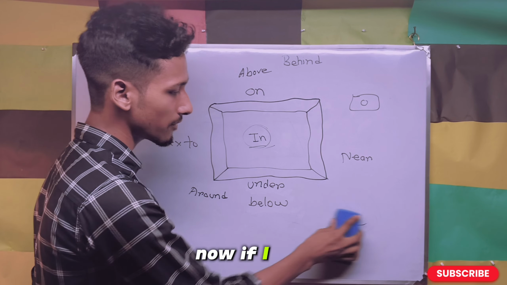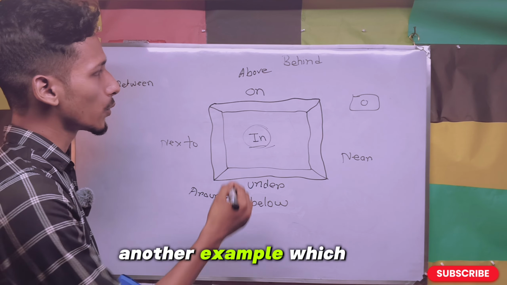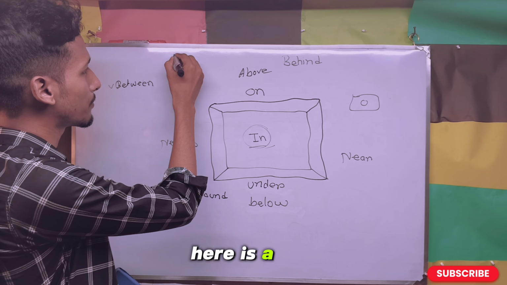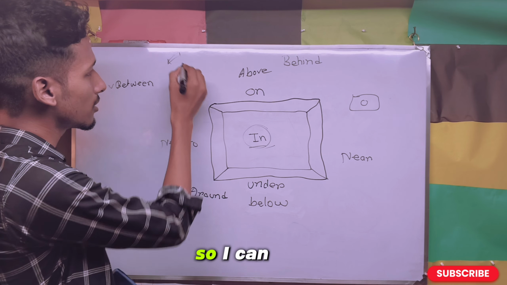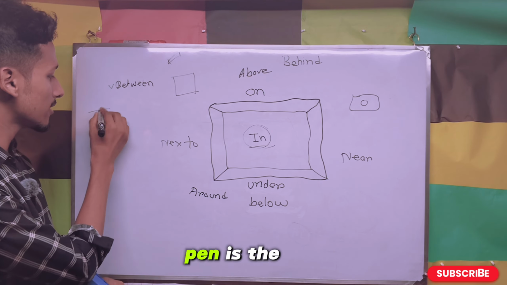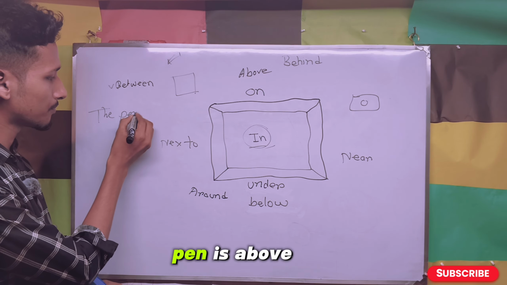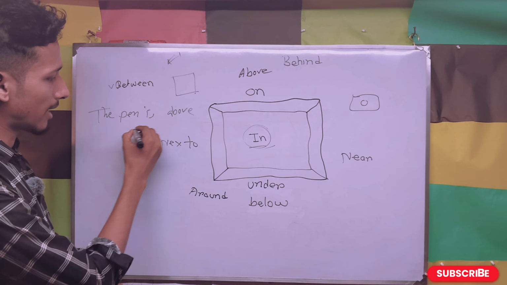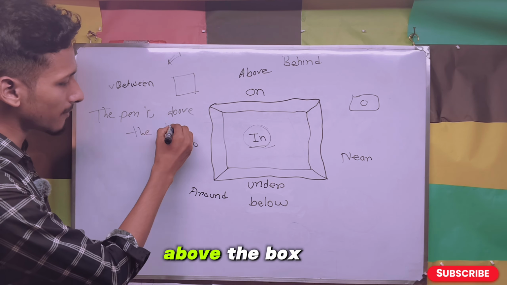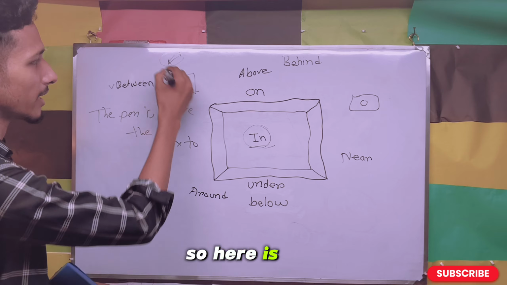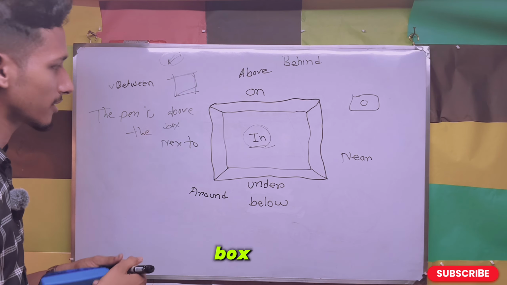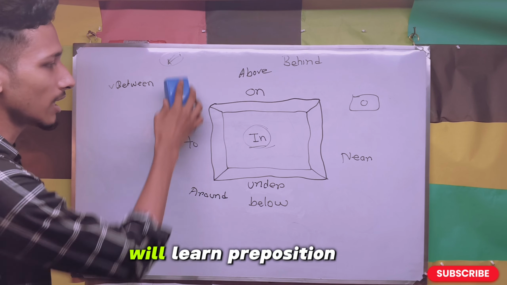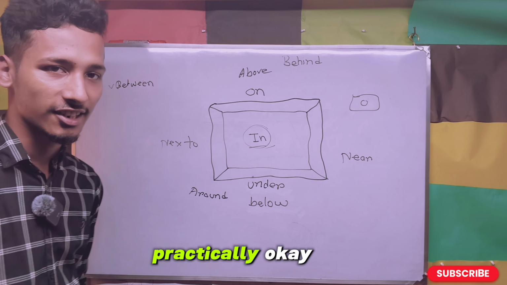Now if I give you another example, which is "above". Suppose this is a box. Here is a pen. So I can write that the pen is above the box. Okay, so here is the pen and this is the box. That's why I write the pen is above the box. Like this we will learn prepositions practically.